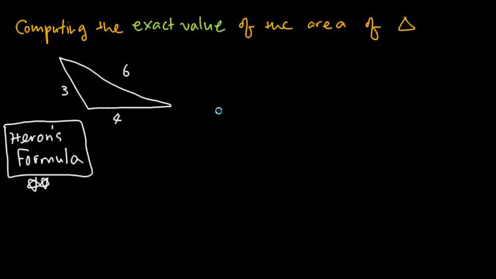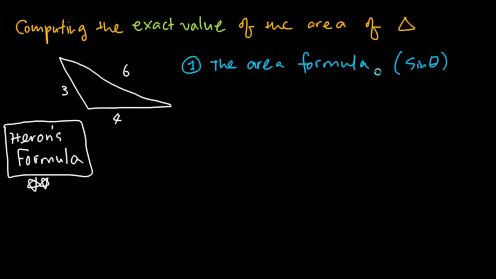Namely, the first one is the area formula that uses sine theta. That's one thing. And the second would be the law of cosine. Mainly using these two formulas that we studied recently, we can compute the area of this triangle, for which we don't have any angles given, but all three sides are given here.